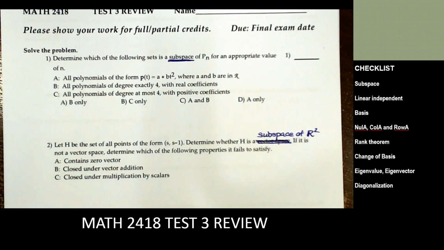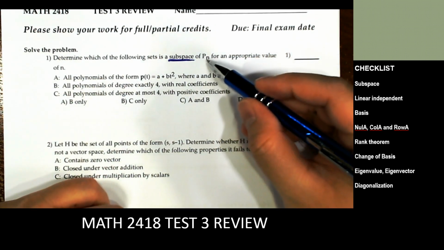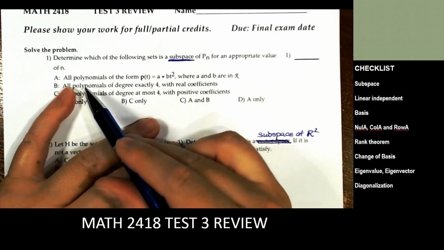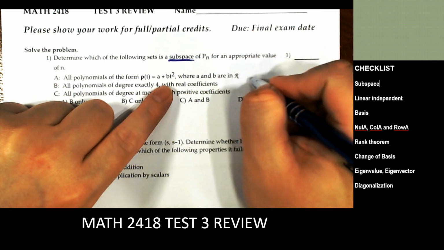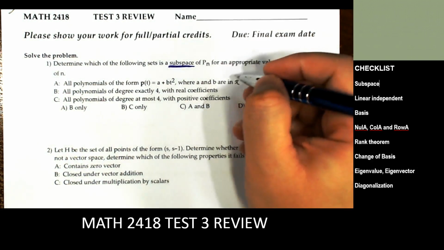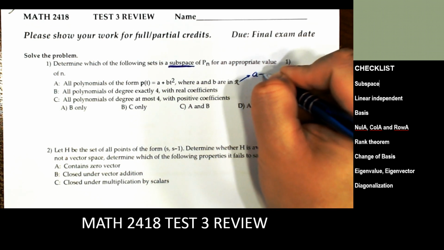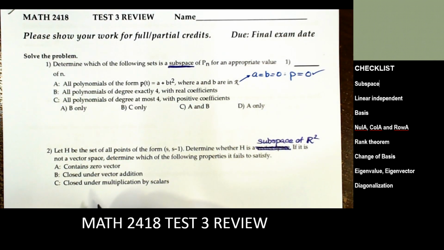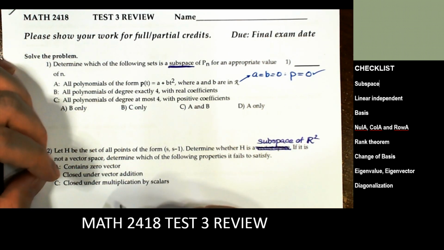So the first question, number 1, determine which of the following sets is a subspace of the polynomials of degree n or less. So we look at the first question, the polynomial of the form a plus bt squared. In that case, we're going to check these 3 things here. It has the 0 vector, because if we let a equal to 0, b equal to 0, we have the vector 0, which is good. And with that, we will not verify, but it will be closed under addition and multiplication.